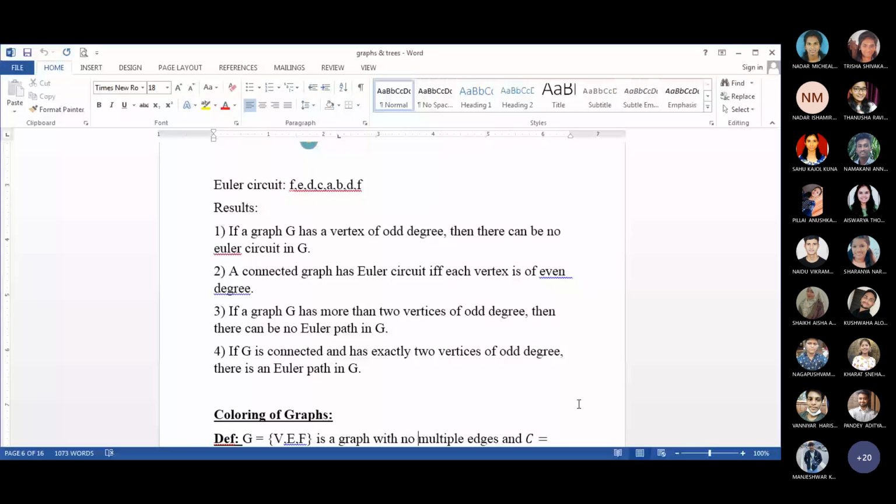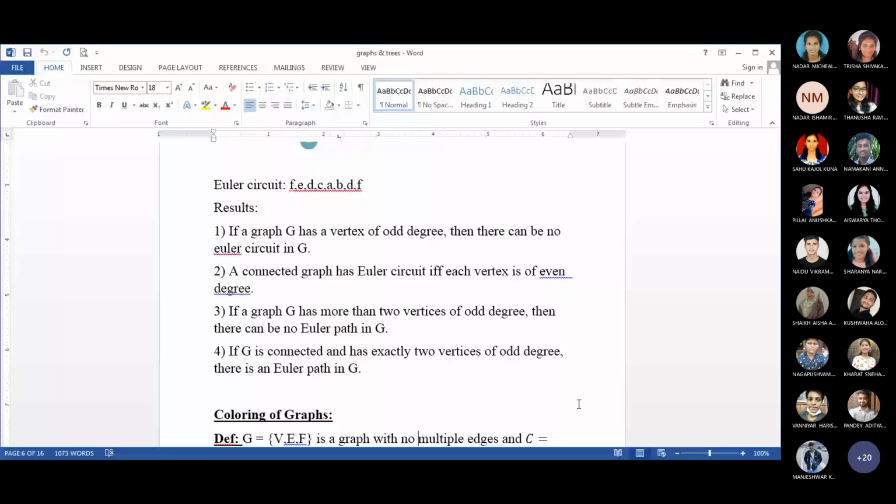Fourth result, what it says: if you have a connected graph having exactly two vertices of odd degree, then there can be a Euler path. If there are exactly two vertices of odd degree, you will get a Euler path. If there are more than two vertices of odd degree, you will not get a Euler path.